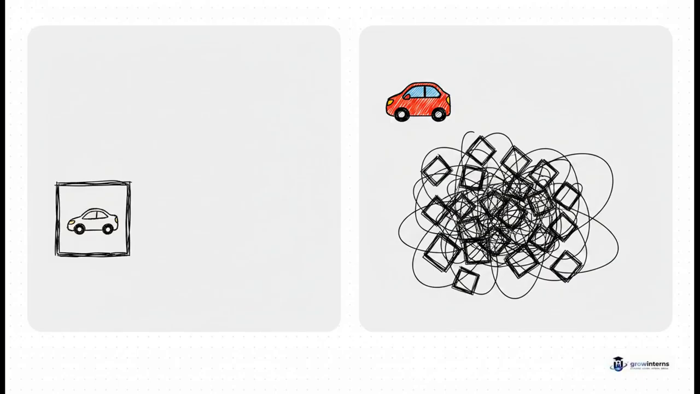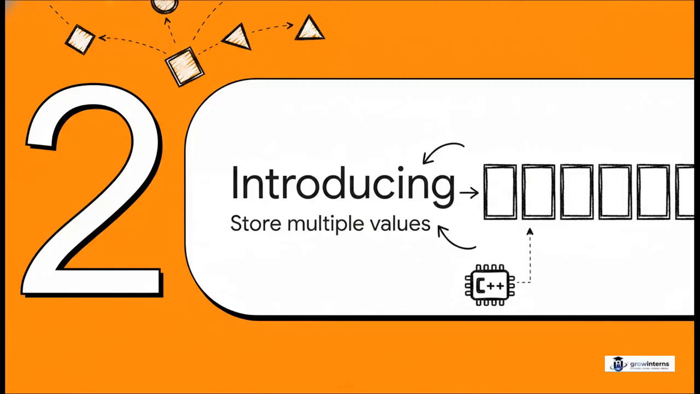No way. Creating a separate variable for every single car? Car 1, car 2, car 3. That would be a total nightmare. Your code would get cluttered and become a pain to manage. This approach just doesn't scale. Okay, so obviously there has to be a better way, right? And there is. This is the exact problem that arrays were built to solve, efficiently managing collections of related data.